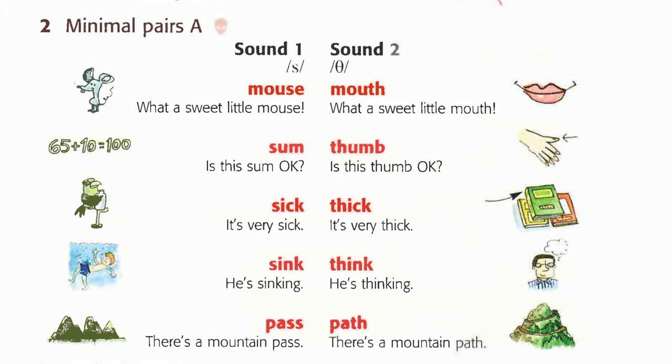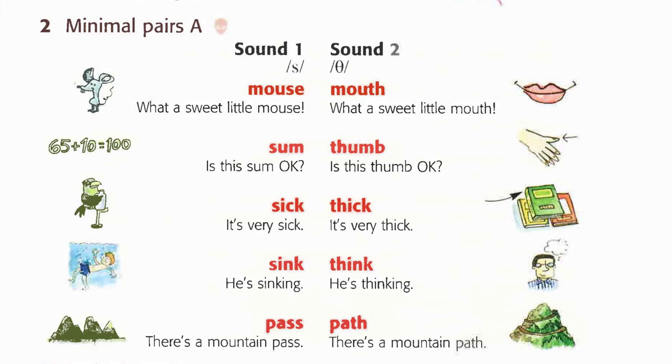2b. Mouse. Mouth. Mouse. Mouth. Mouse. Some. Some. Thumb. Thumb. Some. Sick. Thick. Thick. Thick. Sick. Think. Think. Sink. Think. Sink. Path. Path. Path. Pass. Pass.